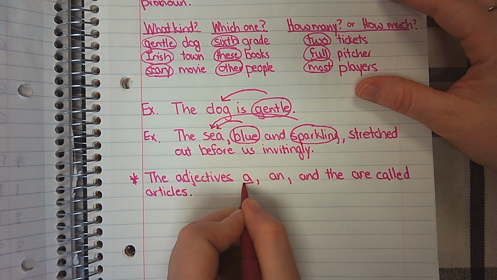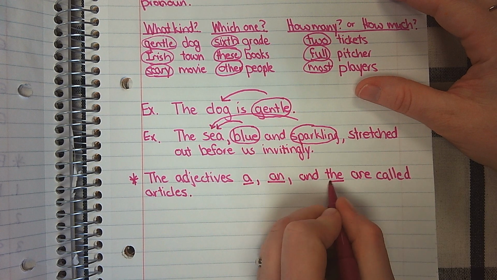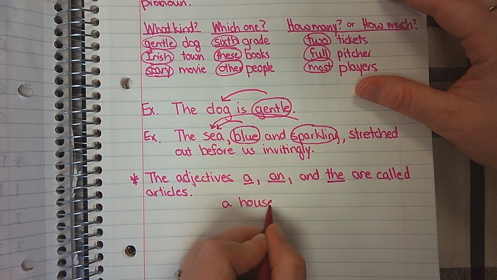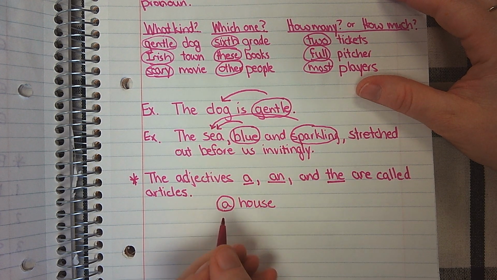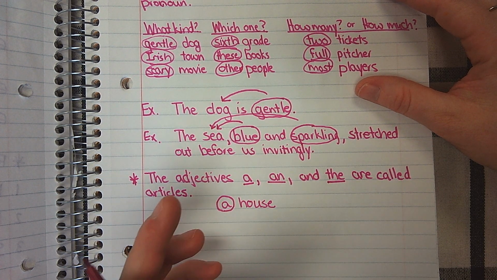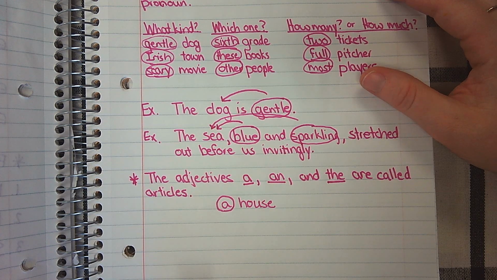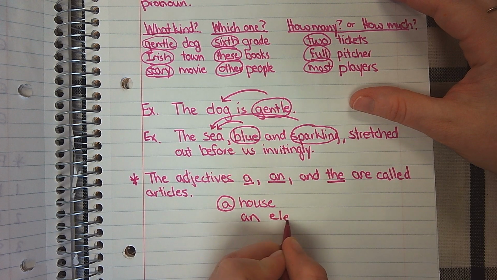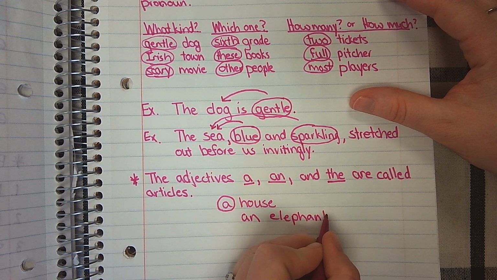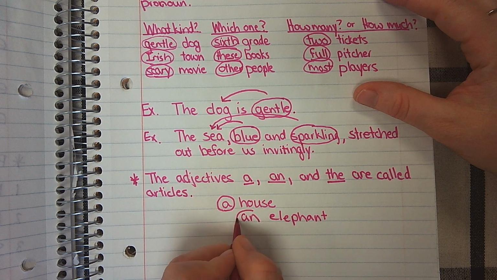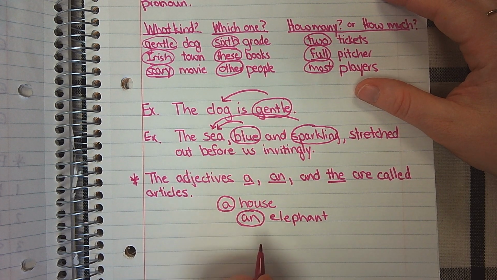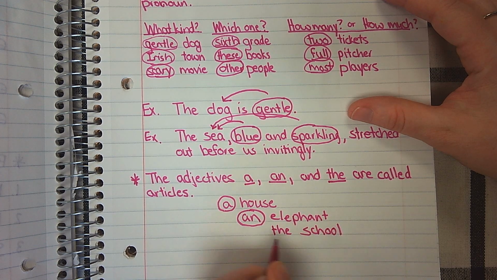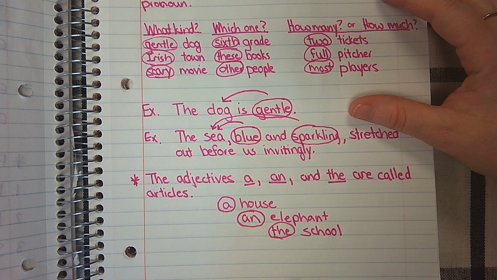A, underline that, and the word the. So if I say a house, house is my noun, a is my adjective, but it's a special kind of adjective called an article. An elephant. Elephant is our noun, an is an article. The school, school is our noun, the is our article. Okay?